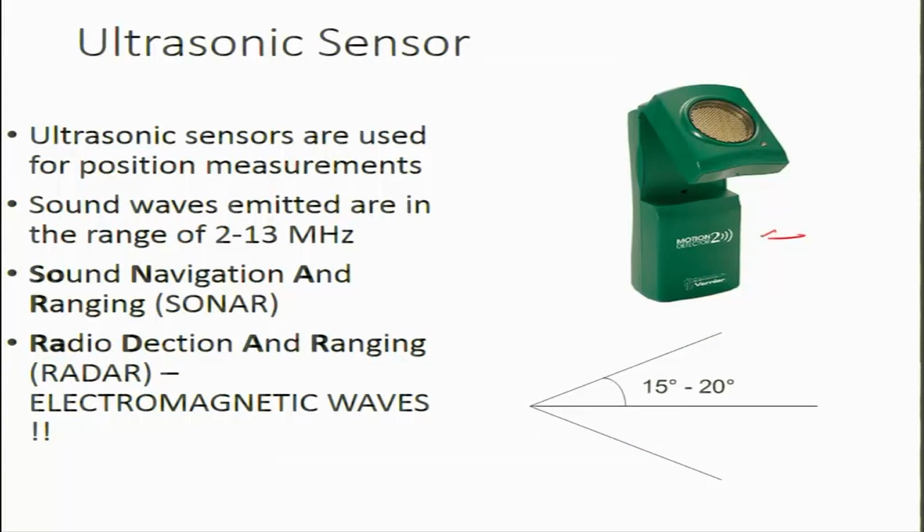This is another very commonly available sensor, the ultrasonic sensor. These are used for position measurements. Basically the idea here is that the device emits sound waves in the ultrasonic range, 2 to 13 megahertz, and whatever portion of it is reflected back and received is used for finding out the proximity of the object from which it is reflected. And so it is used in a variety of applications like sonar, sound navigation and ranging, very commonly used in naval applications, or even in the ship navigation industry.